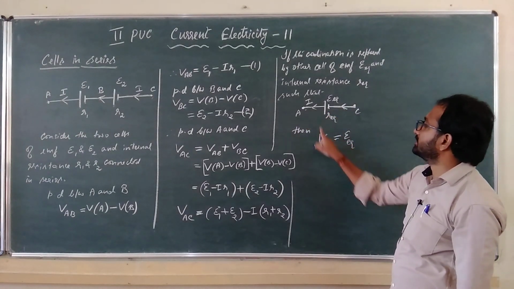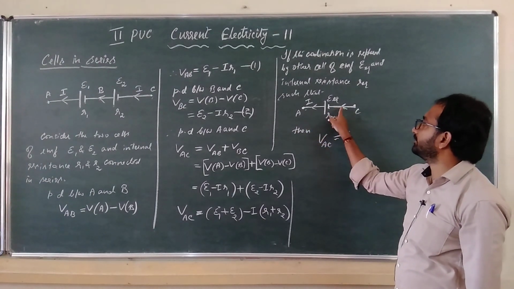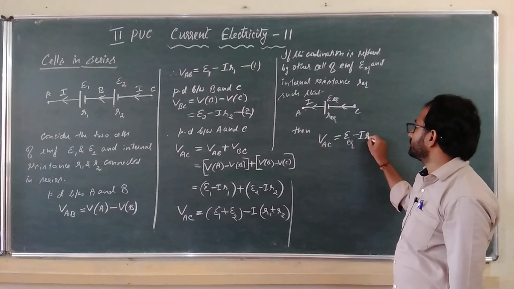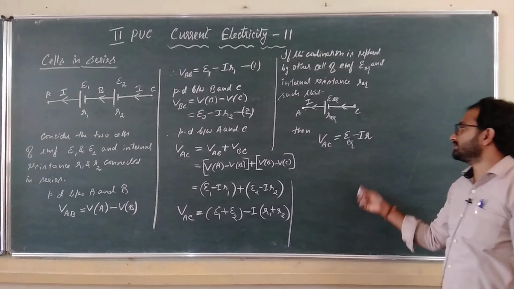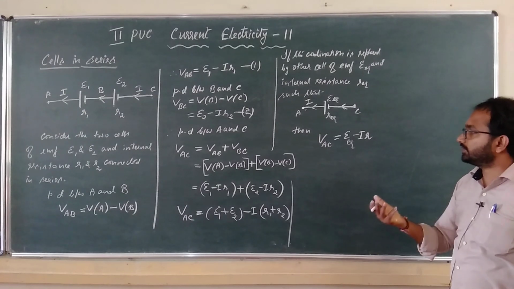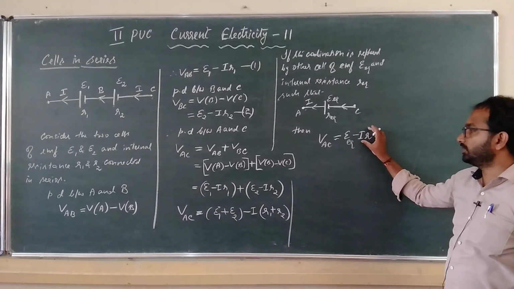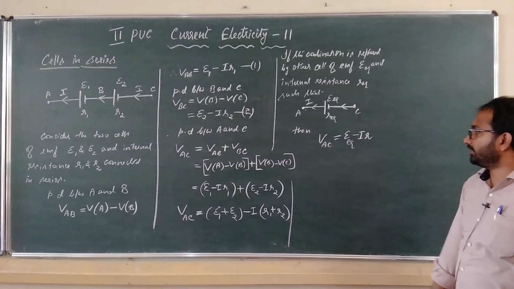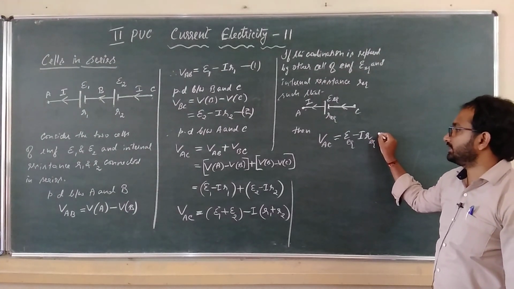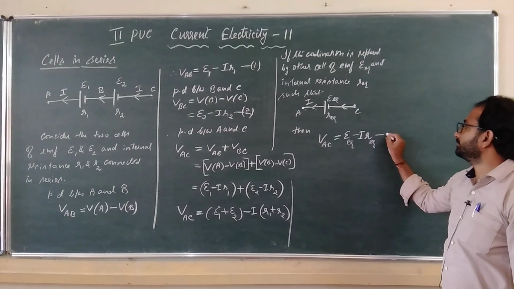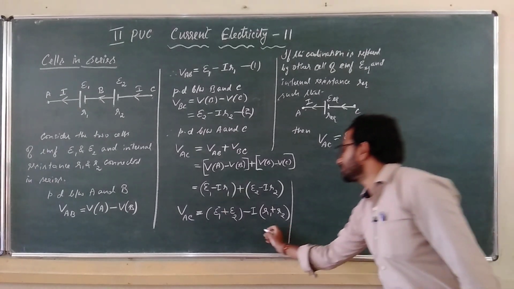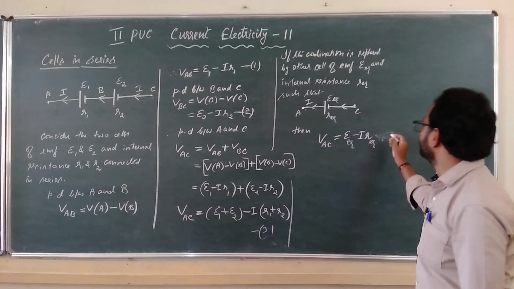So now since you are calculating the terminal potential difference, current is flowing from lower potential to higher potential, therefore the potential drop across the internal resistance is IR, which is negative since current is flowing inside a cell from lower potential to higher potential. This is the last volt, therefore VAC is equal to E equivalent minus IR equivalent. Say this is equation 3, and this is 4.